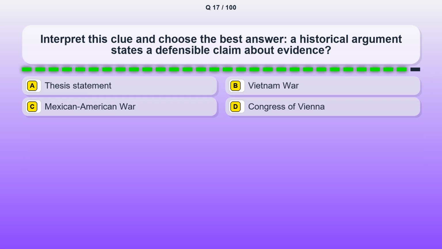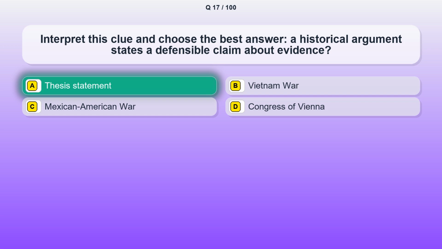Question 17. Interpret this clue and choose the best answer. A historical argument states a defensible claim about evidence. Option A, thesis statement. Option B, Vietnam War. Option C, Mexican-American War. Option D, Congress of Vienna.